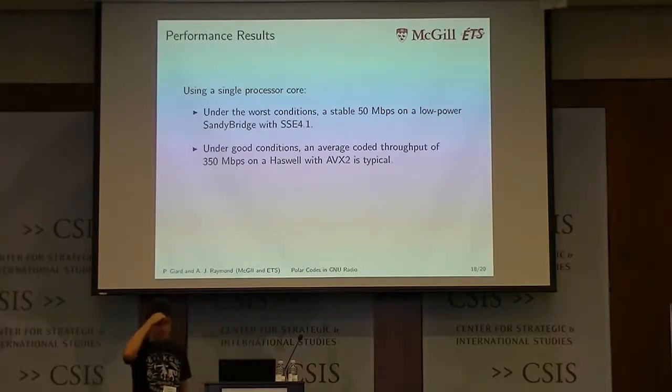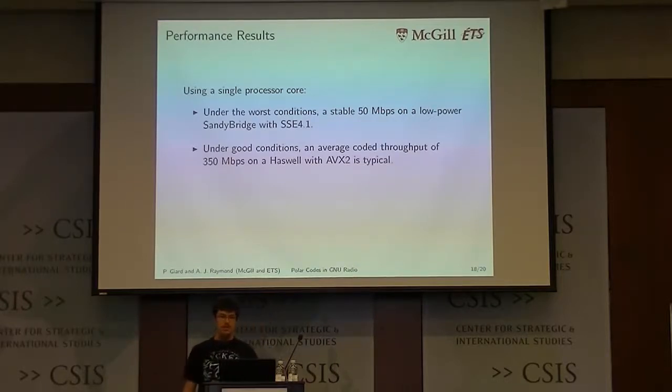Is it really an improvement over the other modern decoders we have out there? Well, under the worst conditions for a polar code, we managed to get a stable 50 gigabits per second on a very low power standard processor using only SSE4. That's the throughput of not the complete chain, to be fair, just our decoder.